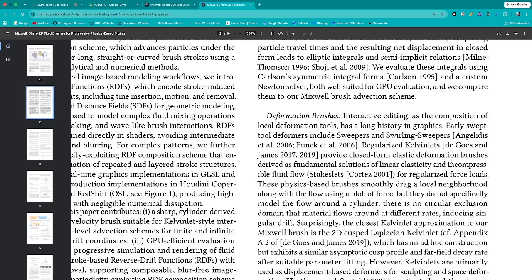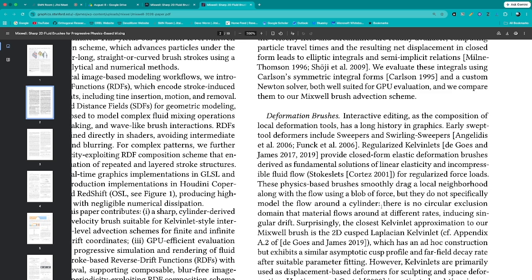this definition here. These physics-based brushes smoothly drag a local neighborhood along with the flow using a blob of force. So you have this blob of force, kind of like the marble that we saw in the last image, and you're dragging along this neighborhood of, I guess, cells or particles. And so it's kind of like moving this with the cylinder. So it's like moving things along with that object.